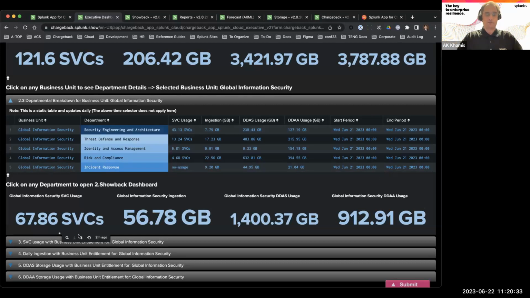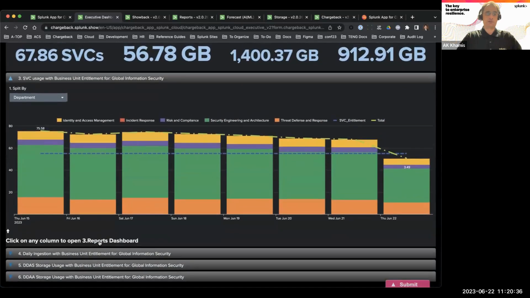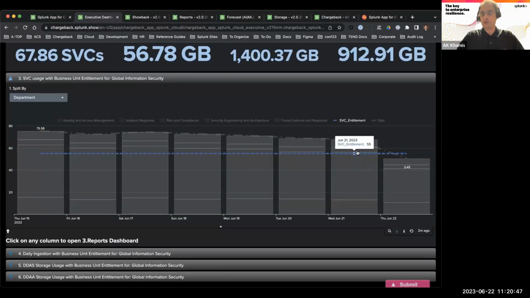Okay. But if I wanted to see my search usage for that same business unit, global information security, over the last 7 days, here's my SVC usage in the last 7 days. And what's cool about this view, you see here SVC entitlement. So in the second video, we will explain how we set this up, right? So obviously they've been exceeding what we thought they need for Splunk Cloud, right? So theoretically we set them up at 55 SVCs, but they're actually using about 25 more than what we thought they would be using.